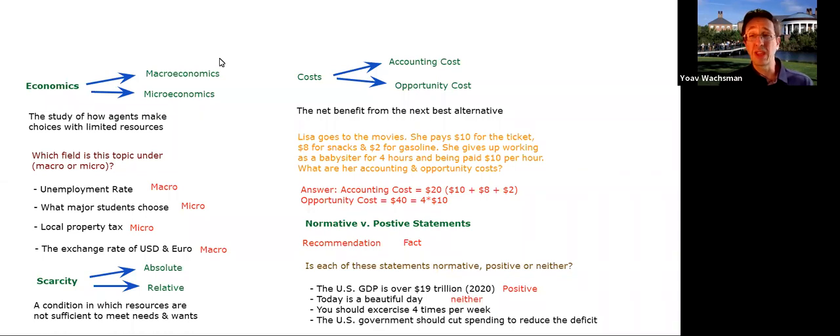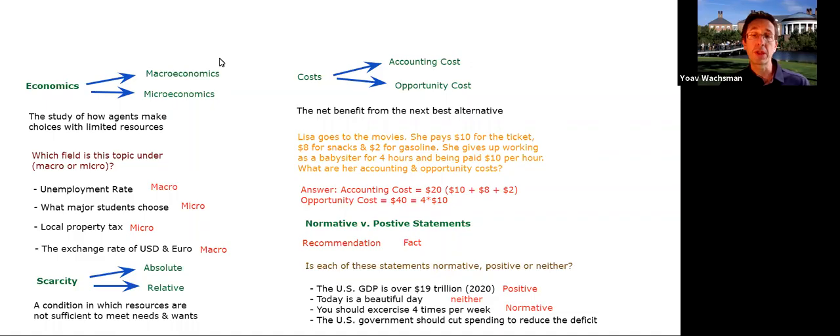Today is a beautiful day is neither positive nor normative. For starters, we don't know which day we're going to talk about. So depending on when you're listening to this, the day can be either rainy or sunny, or maybe very windy, cold or hot. And for another thing, the term beautiful day is highly subjective. You might enjoy rainy, cold days, or I enjoy sunny, windy days. Everyone's taste is different. So this statement is an opinion, and it's neither a recommendation nor fact.